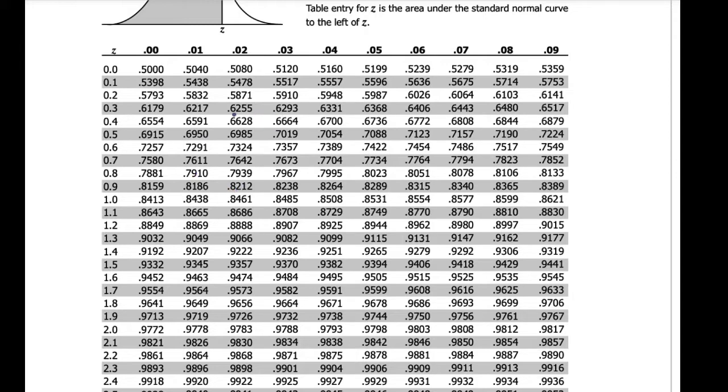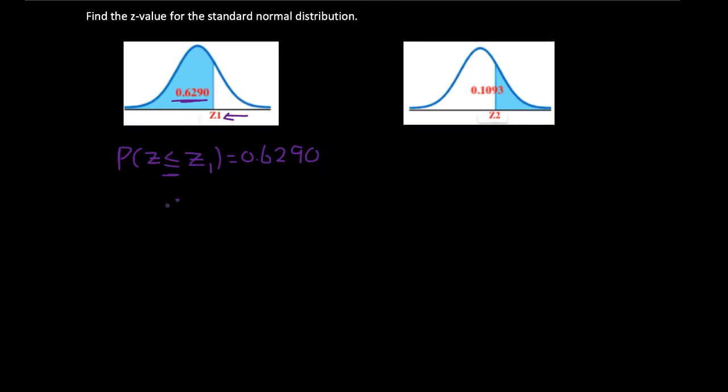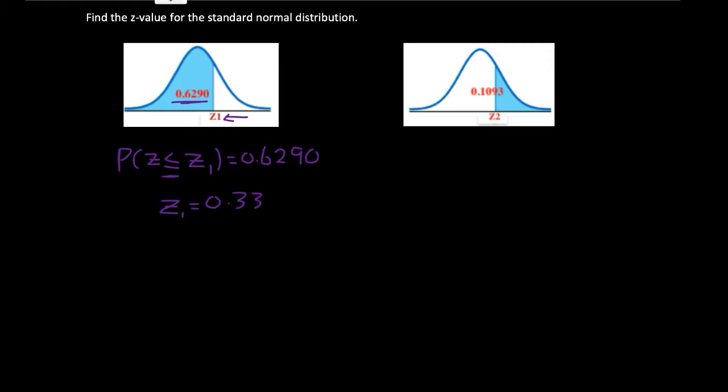We don't have 0.6290, but we know 0.6290 should be in between these two numbers and closer to 0.6293. Therefore, we can consider 0.6293 instead of 0.6290. This side is 0.3 and this is 0.03. Therefore, our z1 value equals 0.33.